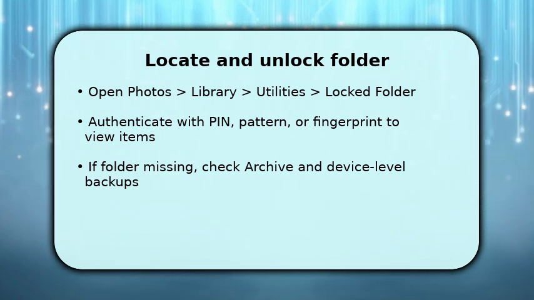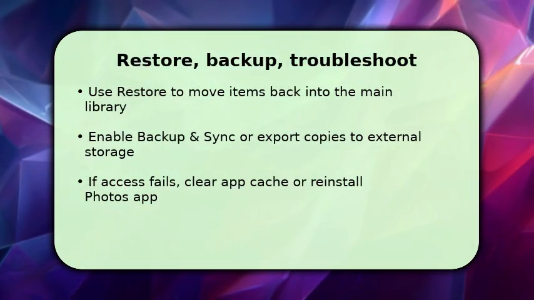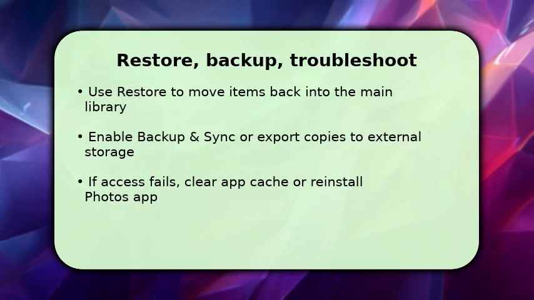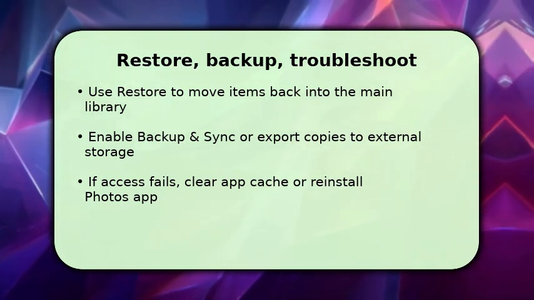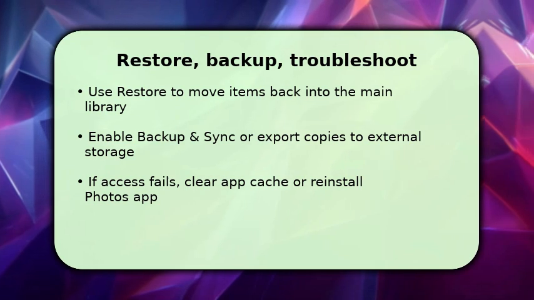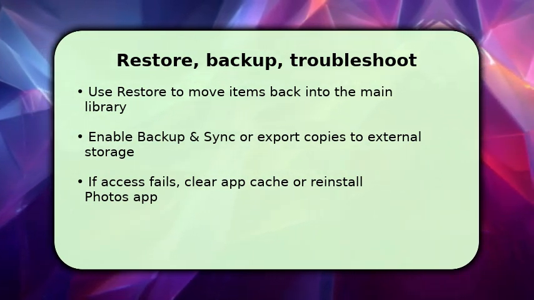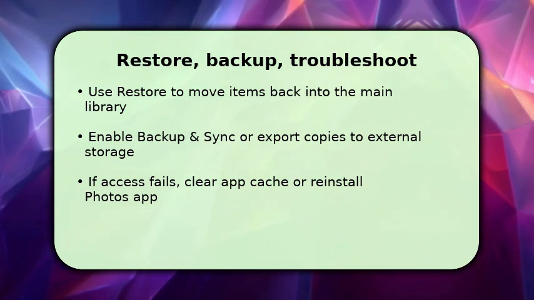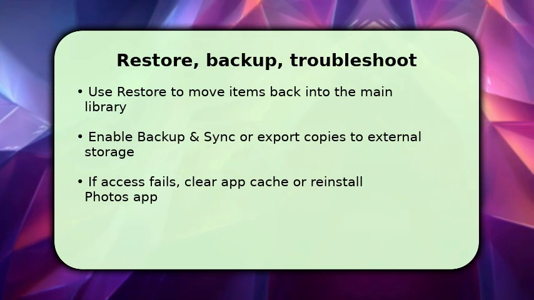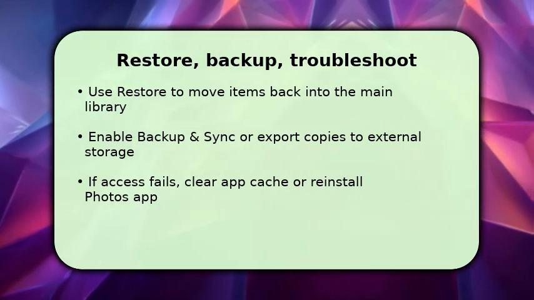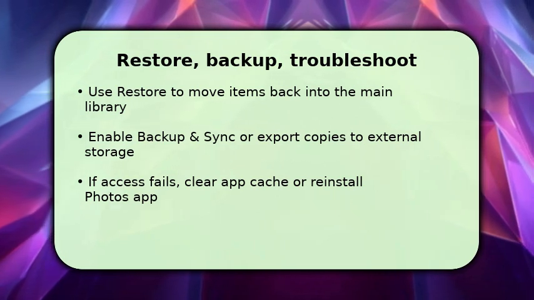Finish by selecting Restore to return items to your main library, or use Export to save copies to device storage. This prevents loss if the locked folder becomes inaccessible again. Then, enable backup and sync so future content is stored in your Google account automatically. If you can't open the locked folder, try clearing Google Photos app cache, force stop, or reinstall the app. And, if necessary, reboot the device. If that still fails, verify account permissions and try on another device.